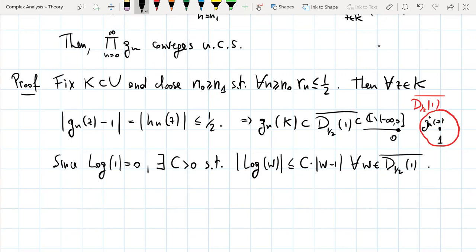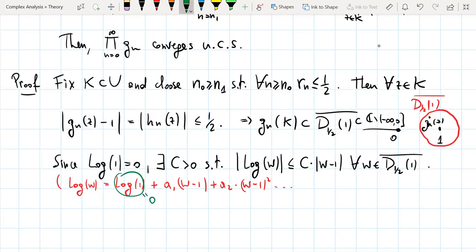Okay, so this is just by taking the Taylor expansion to the first order, no? Because what you know is that the logarithm of w will be equal to the logarithm of 1 plus some coefficient a1 times w minus 1 plus a2 times w minus 1 squared, and so on. But this first coefficient here, this will be 0. And then you see that the logarithm of w is of order at least 1 in w minus 1. So you have then the existence of the constant C.